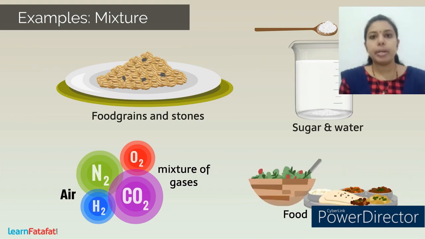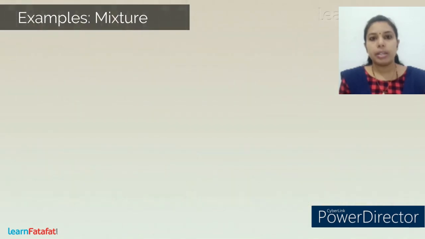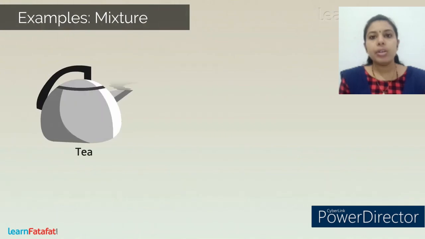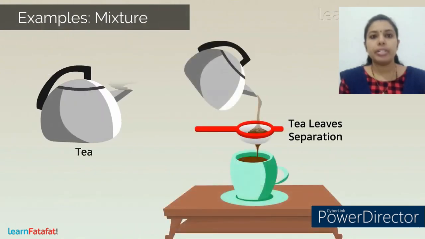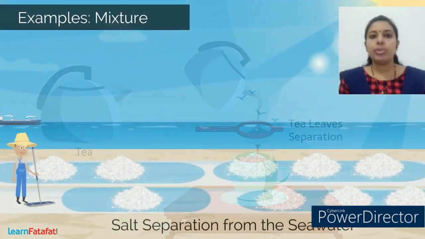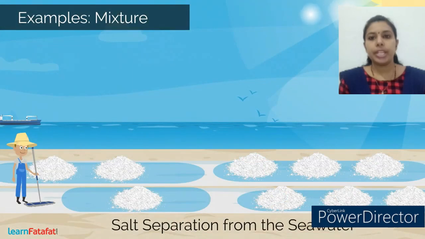For a specific purpose, we need to separate substances from the mixture. For example, we cannot drink tea as it is. We need to separate tea leaves from it. For obtaining salt, we need to separate salt from seawater. Let's understand the purpose for which we need to separate the substances.